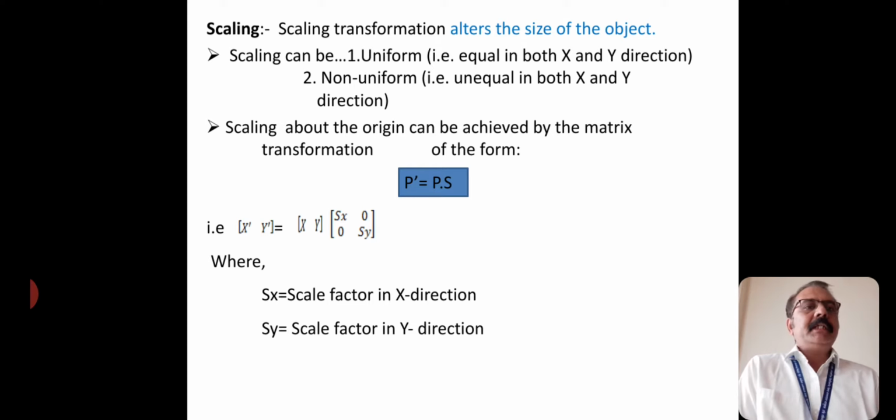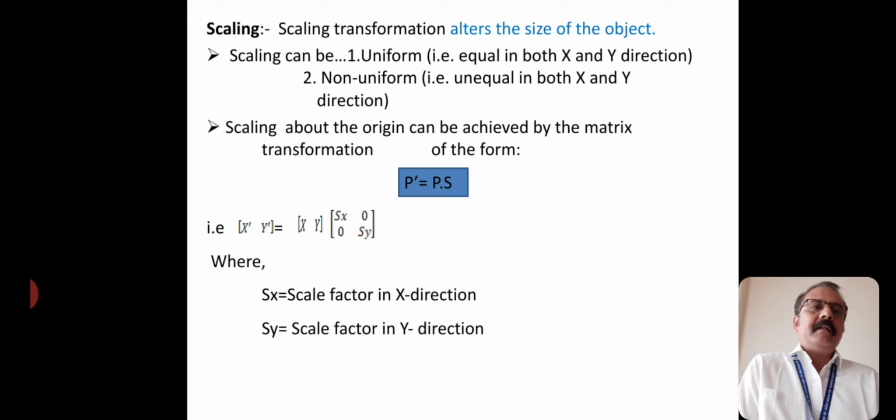Scaling about the origin can be achieved by matrix multiplication. Mathematically, it is written as P dash is equal to P into S, where P dash is the new position after scaling transformation having coordinates x dash, y dash. Capital P is the initial or original position of the given object or image, and capital S is the scaling matrix.